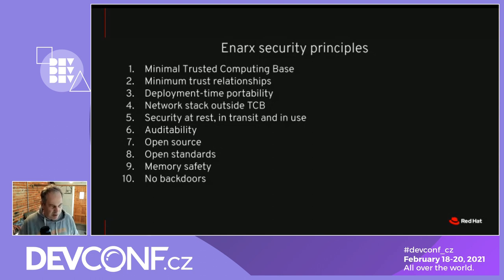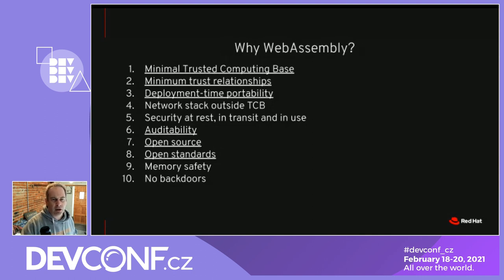We don't want people to be having to compile to different standards. We have chosen some open standards, which we feel makes a lot more sense. Memory safety, of course, because we want to make it difficult for things to go wrong. And we've committed as a project to no backdoors. Now, that's a lot easier, of course, because everything is open source. But we strongly believe that as soon as you start putting in open doors and this sort of stuff, things fall apart. So let's talk a bit about some of the choices we've made in terms of technologies.